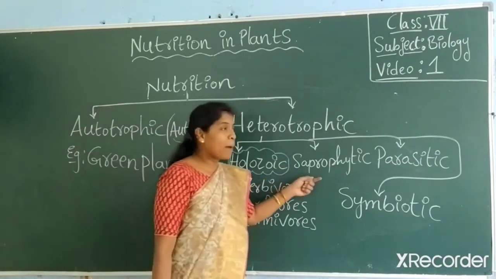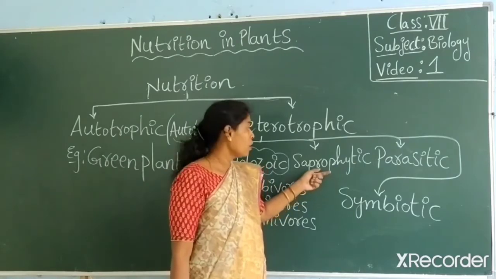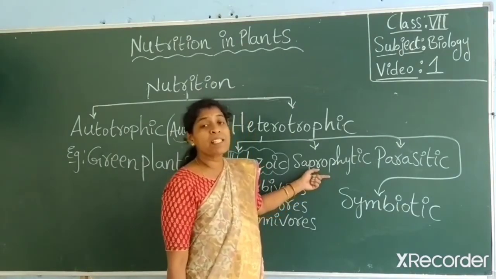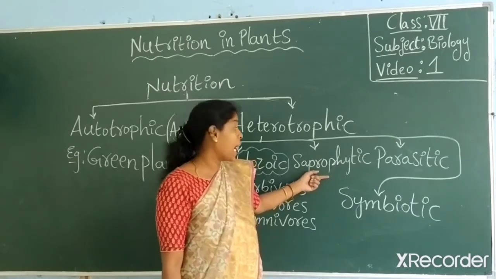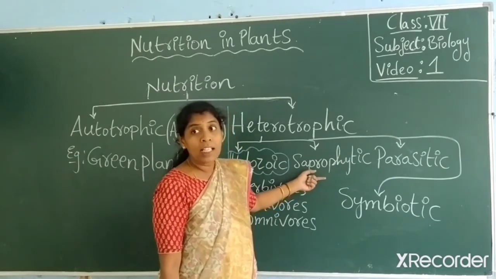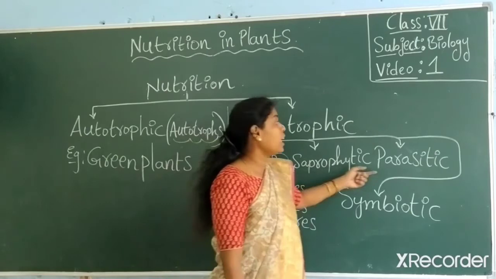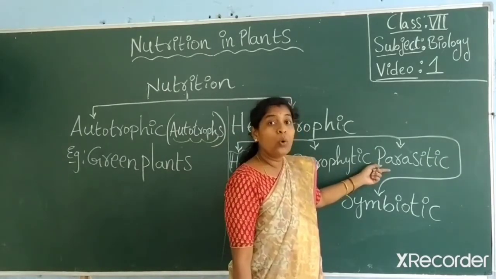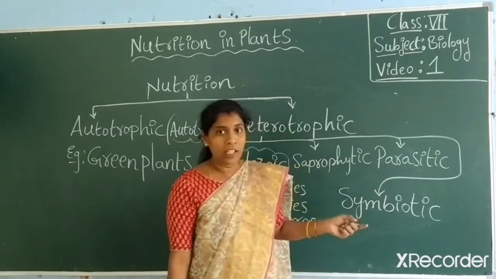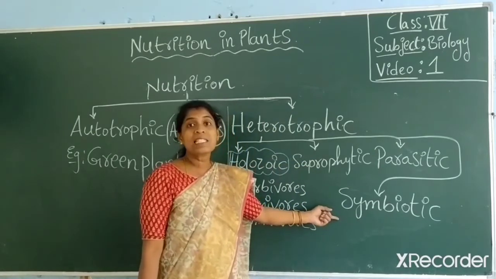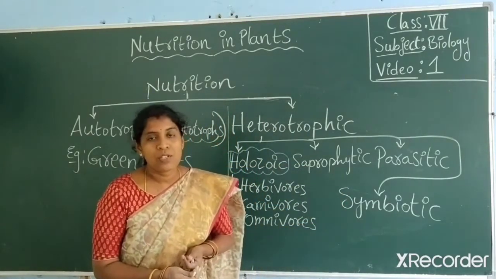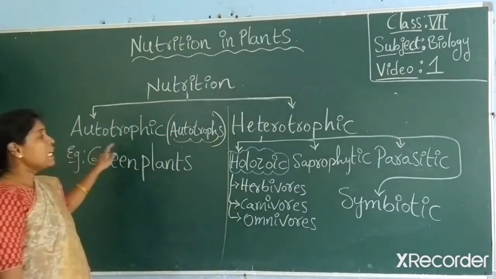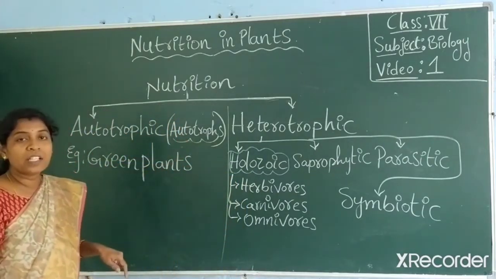Then, saprophytic, which depends upon dead bodies of plants. The organisms who depend on dead bodies of plants. Then what about parasitic? Who depends on a host body. And last and final, symbiotic, who follow mutual cooperation. So these are the types of nutrition.